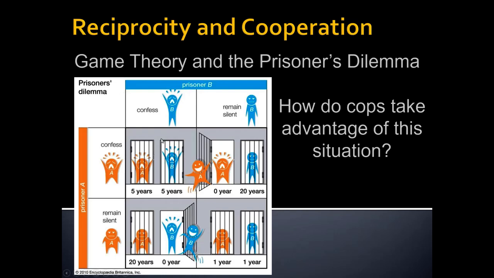So if both individuals confess, then they both might get a sentence, but because they've confessed, they might get a little bit of a lenience in that sentence, right?